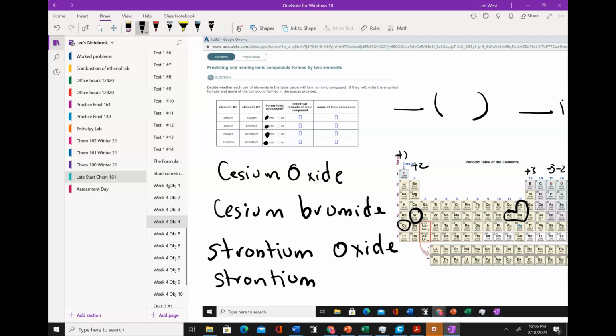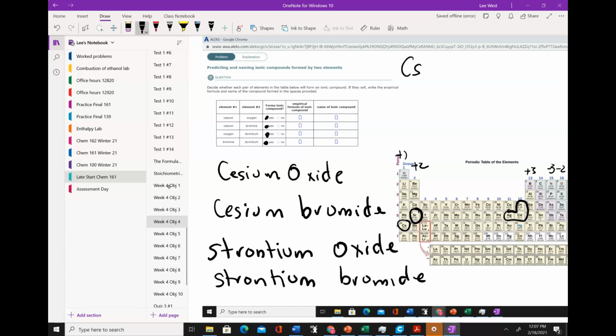No Roman numerals because it's in group 2A, and then bromine becomes a bromide. So we got that figured out. Now we need to do our formulas, right? Like I said, I always do the names first and then I do the formulas. So we've got 2 rules, right? If they have equal and opposite charges, they combine 1 to 1.